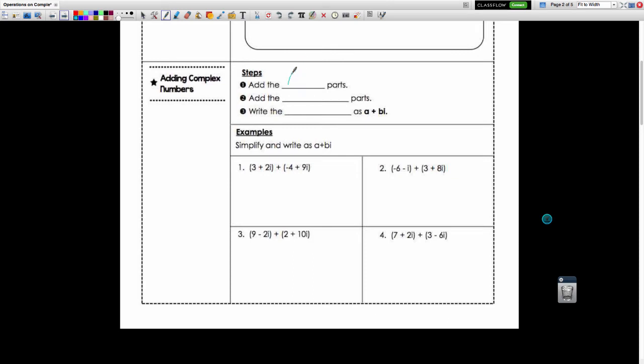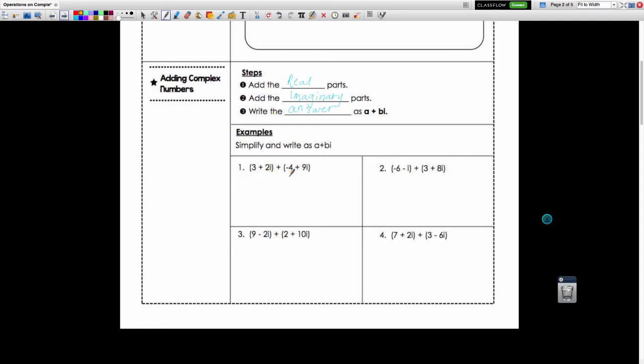So the first thing we want to do is add the real parts, and then we're going to add the imaginary parts, and we write our answer in standard form, that is a plus bi. So we'll write the answer in standard form. So let's go ahead and do this.